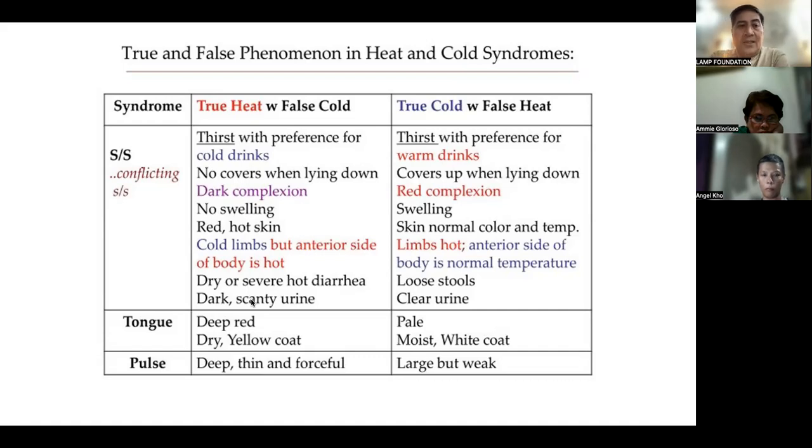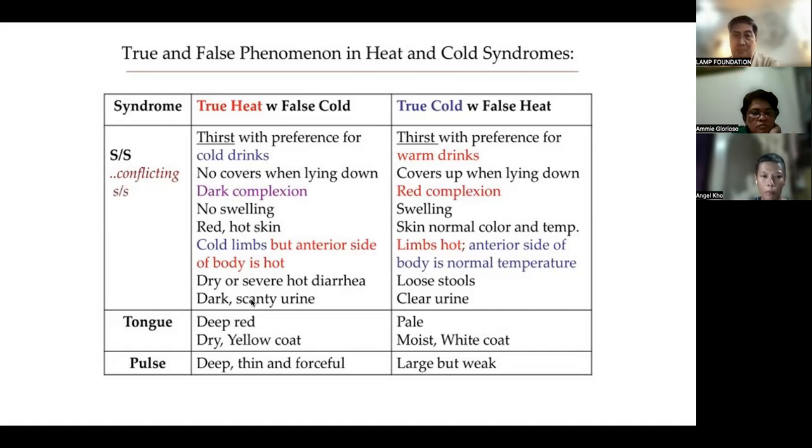Right? Dry or severe hot diarrhea. So dito na nagkakaalaman. Ang basehan natin is yung interior. Yan yung true. Can you follow? Yan yung true. Tingnan nyo. Hot diarrhea, mainit yung pagdumi. Saka dark scanty urine. The tongue also, look, deep red, dry yellow coat. Makita mo yung tongue niya, pero yung pakiramdam niya, hindi siya mahilig sa malamig. So may false cold siya.